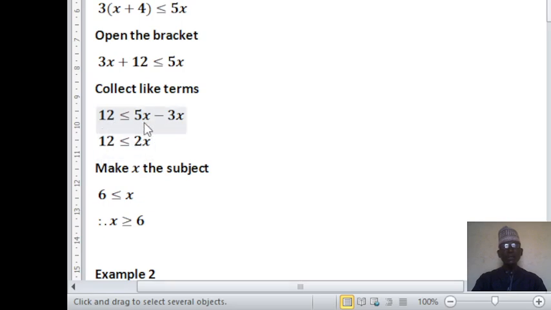So do the arithmetic here. 5x minus 3x, you have 2x. What do we do? Just reduce the terms by using 2. 2 divided by 2, you have x. 2 into 12, you have 6. We prefer our variable to be on the left hand side, so we bring it down. By the time it crosses, the sign changes. It becomes x greater than or equal to 6. That is your answer. Now we go to the next example.